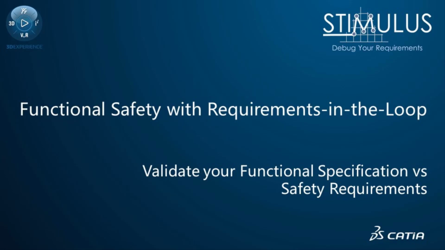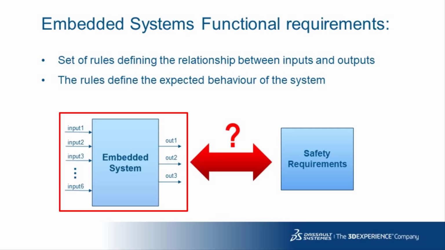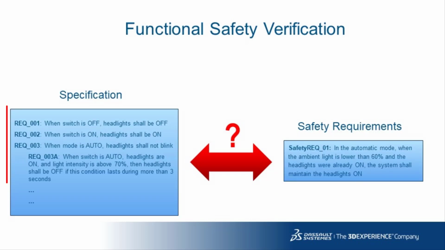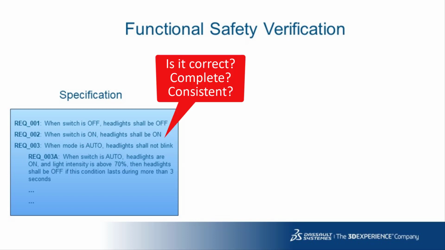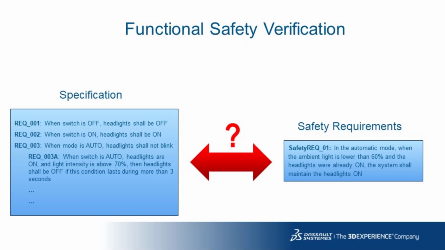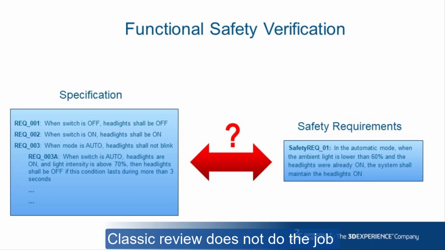How can you make sure your embedded system's functional specification will comply with some safety requirements? Once you have developed a specification, you also need to check if it cannot violate the safety requirements you have identified. Making sure that a specification based on natural language requirements is correct is already a very difficult challenge. Making sure it will not violate the safety just using the classic review is even more difficult.